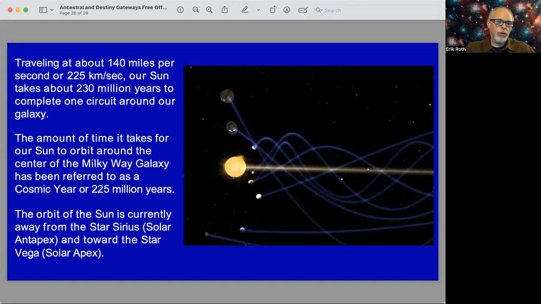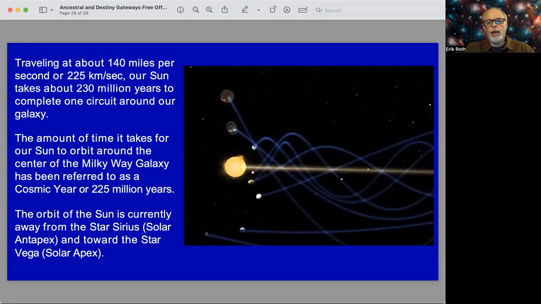And it takes about 230 million years to complete one circuit around the galaxy. The amount of time it takes for the sun to orbit around the center has been referred to as the cosmic year, or 225 million years. Depending on where you go, they might say 230 million, they might say 225 million. And then the orbit of the sun is currently away from the star Sirius and toward the star Vega, although we never really, quote, catch up with Vega, because we're traveling with it.